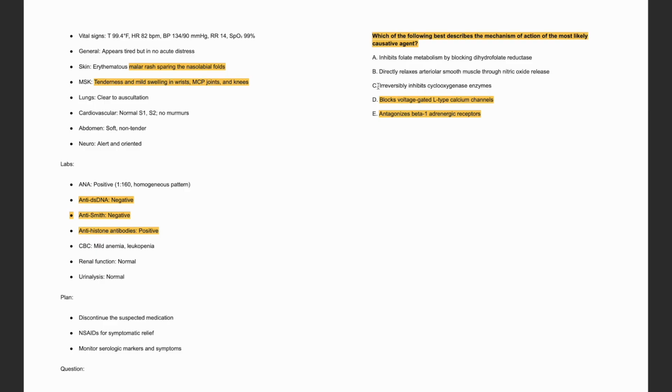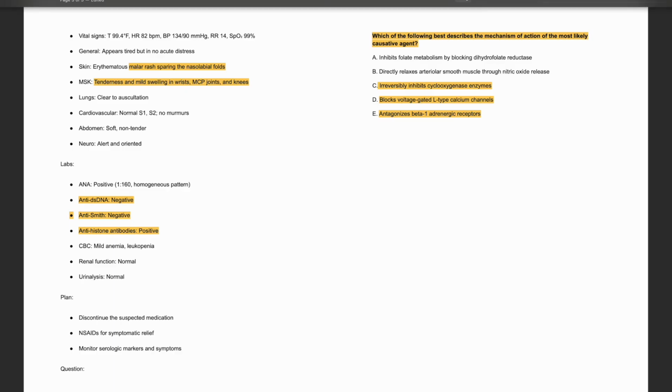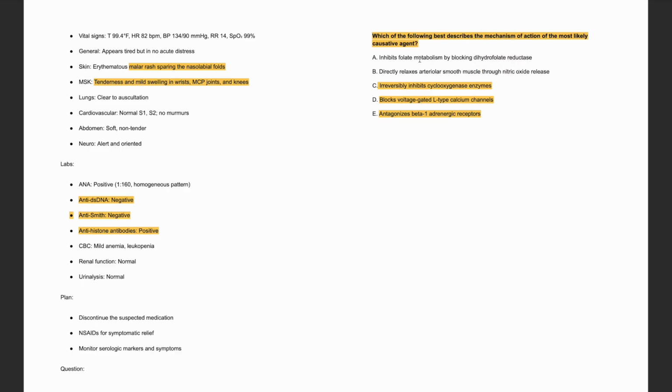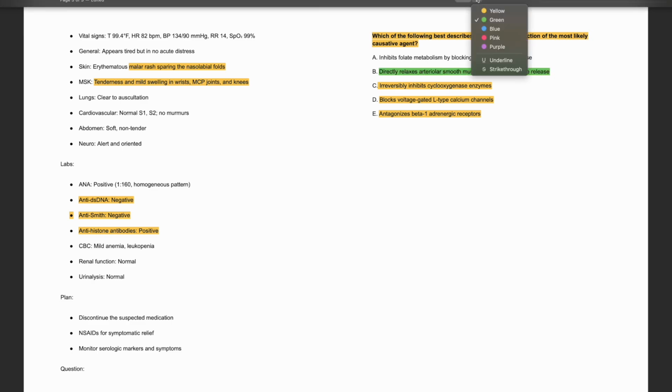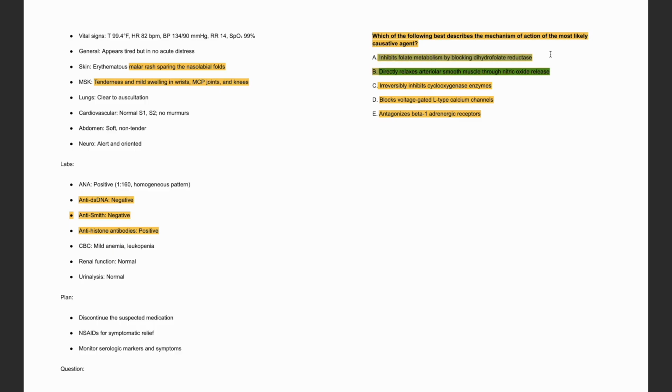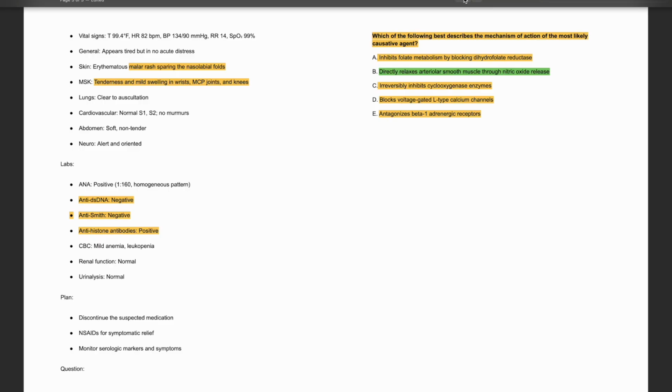Then we have option C, which is irreversibly inhibits cyclooxygenase enzymes, right? That's like aspirin, right? We're not talking about aspirin right here. And then when we read B, which is directly relaxes the arteriolar smooth muscle through nitric oxide release, this is going to be our right answer, right? Because we're talking about hydralazine. So hydralazine is a drug that most commonly causes drug-induced lupus, right? It works by increasing the nitric oxide and causing vasodilation, and it also decreases our afterload. So that's going to be our answer, which is B.